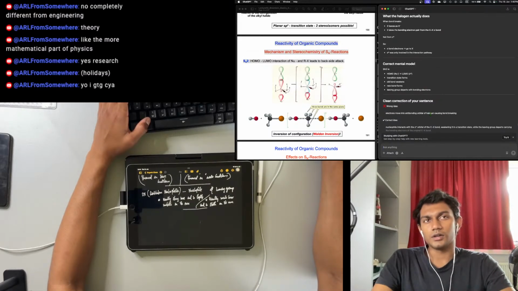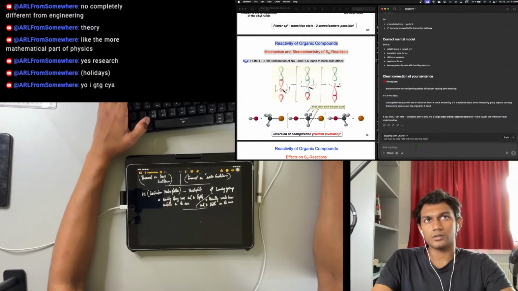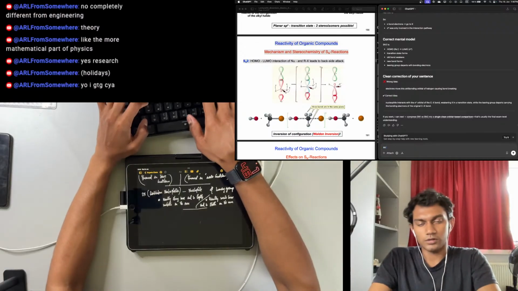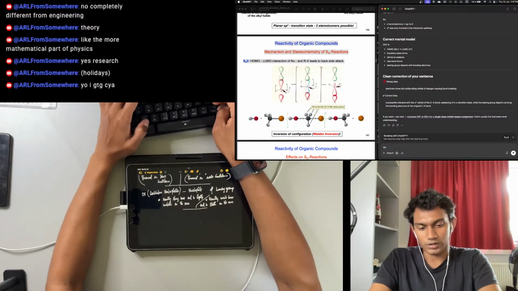Okay, oh fuck, I'm going in too deep. So it's not too deep, but I'm wasting a lot of time on this.